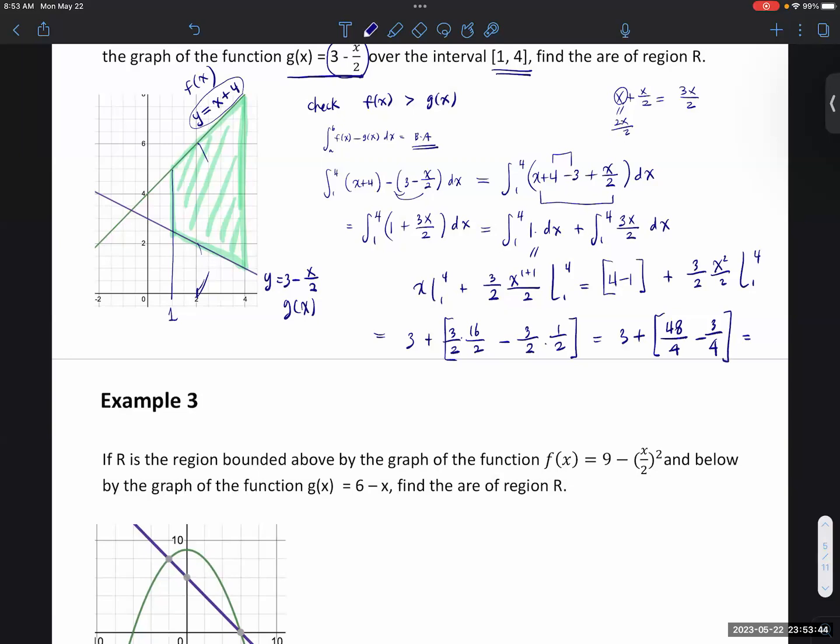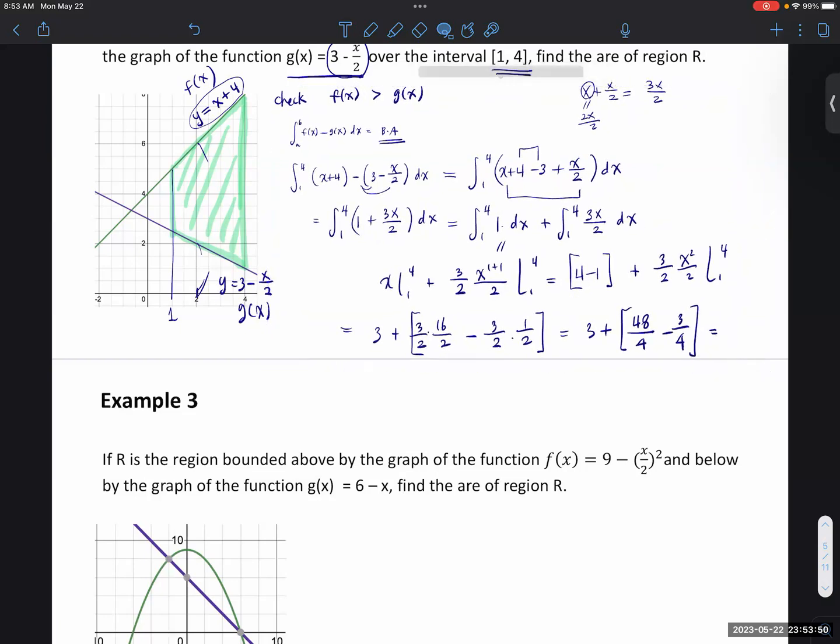So anyway, if you calculate that, I'm going to just try all the little bit left side. So if you calculate 3 plus 45 over 4, am I correct? So you can add them and then change it to the decimal, about 14.25. That's the area between two curves.